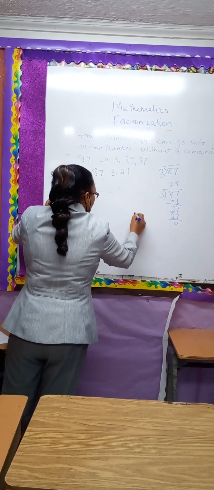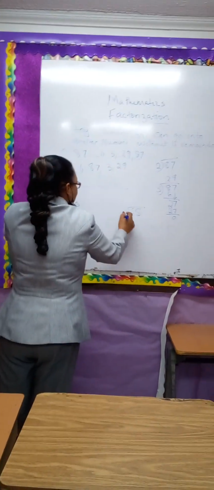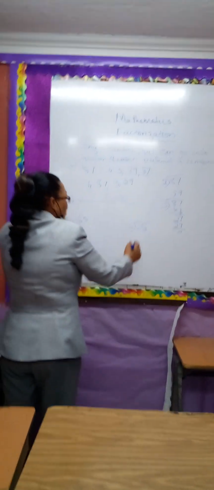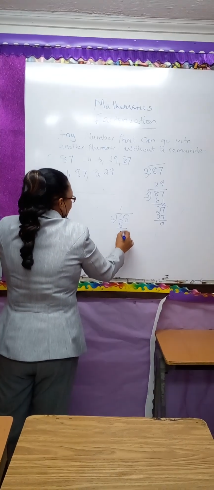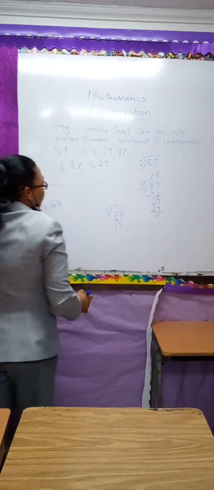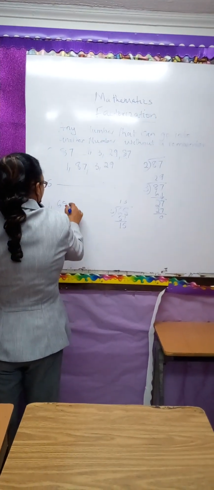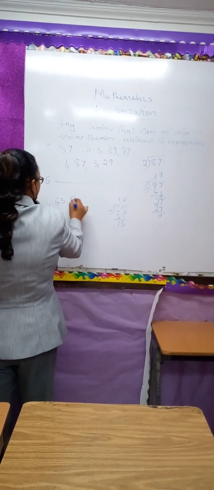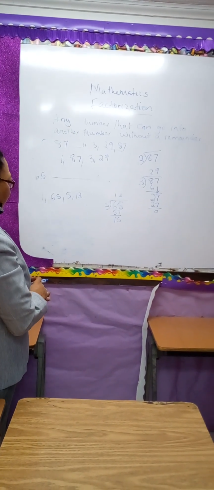So let's see how many times 65 will be divided by 5. I'm going to divide 65 by 5. 5 into 6 is going to go 1 time. 1 times 5 is 5, and I'm left with 1. Bring down this 5. 5 into 15 is going to go 3 times. So 13 and 5 are factors of 65.